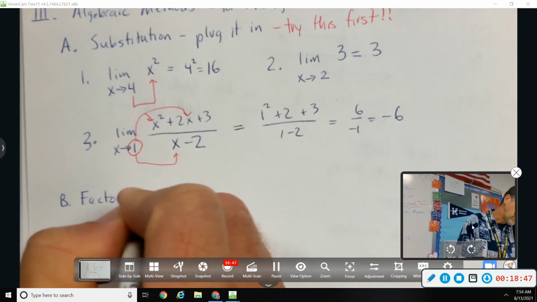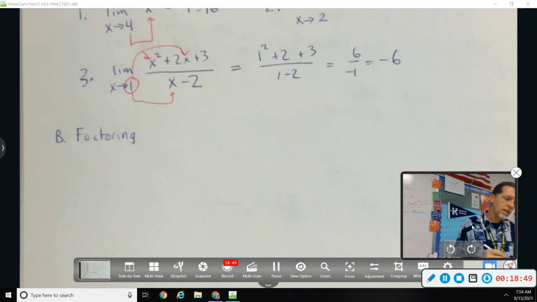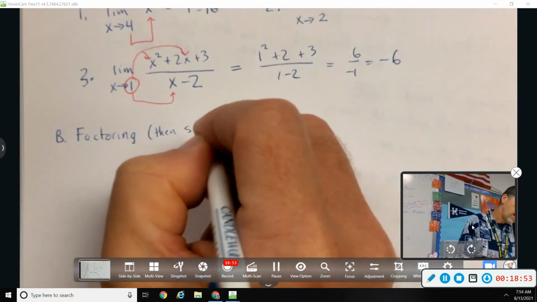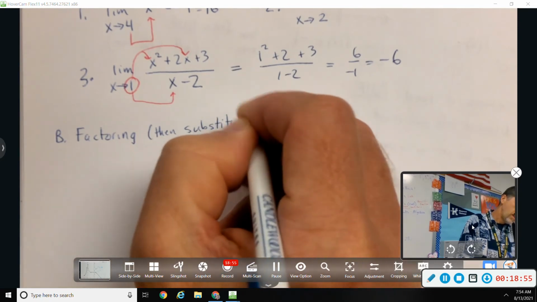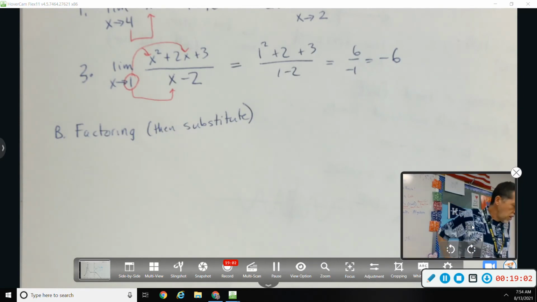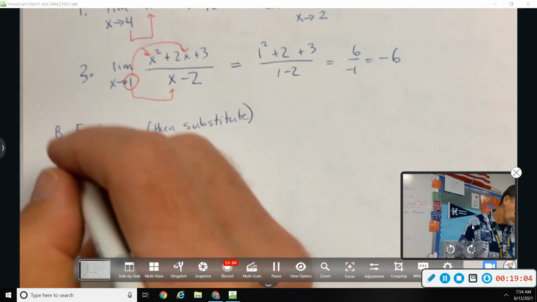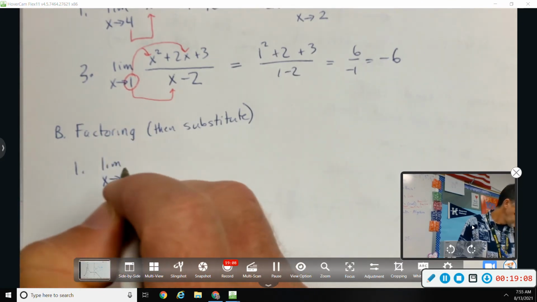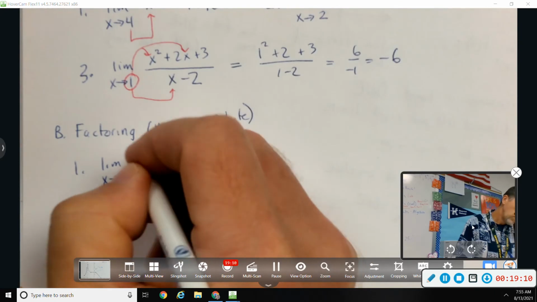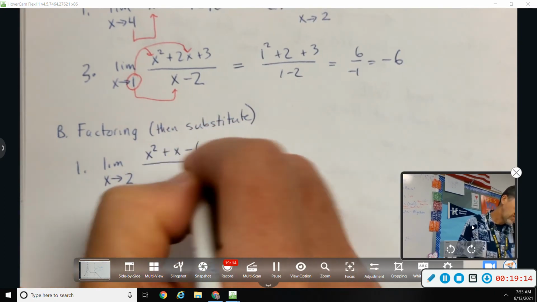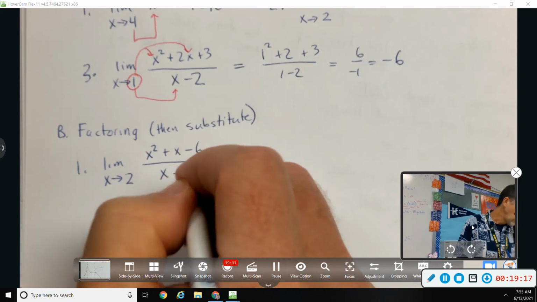All right, method 2, factoring. And if you factor, then you substitute. So we're still going to go back to substitution. Limit as x approaches 2, x squared plus x minus 6 all over x minus 2.